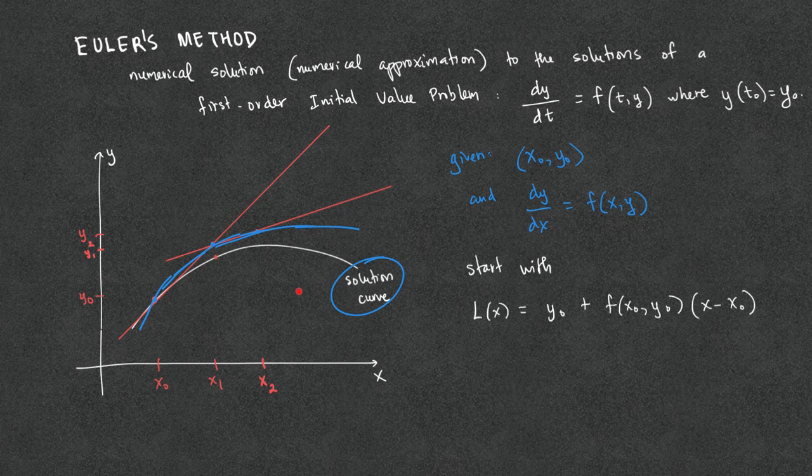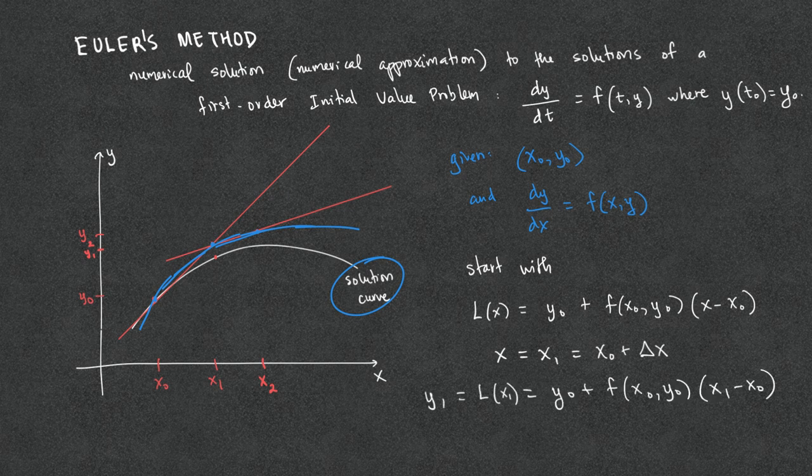To summarize the process, we first start with the point (x0, y0). Along with the slope, we find the equation of the tangent line. Then we pick the second x value, which is now x1. x1 is x0 plus delta x. And we use this line to find y1. That is, we plug x1 into this line. But remember, x1 minus x0 is delta x. So now we end up with another point, (x1, y1).